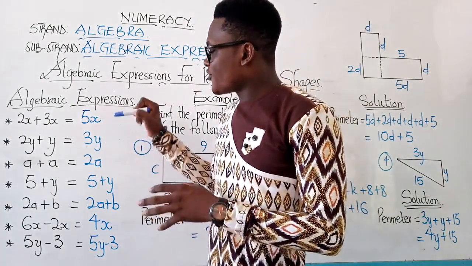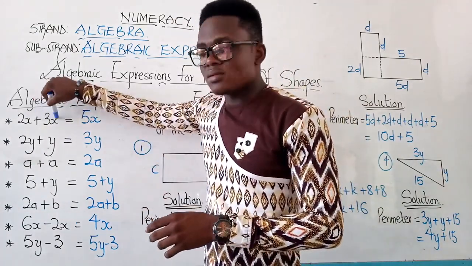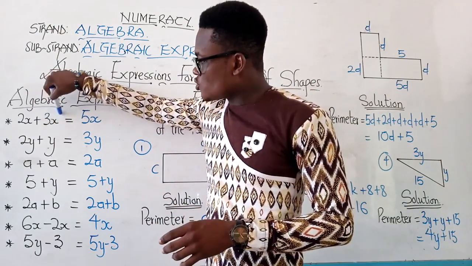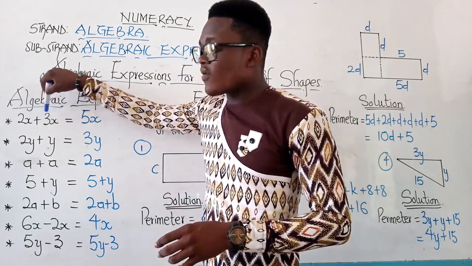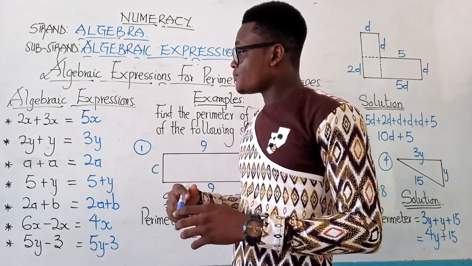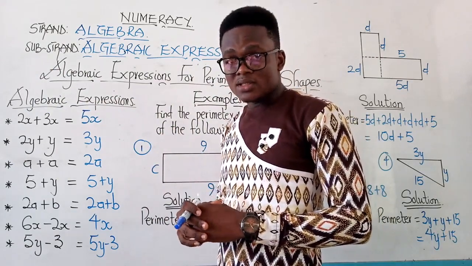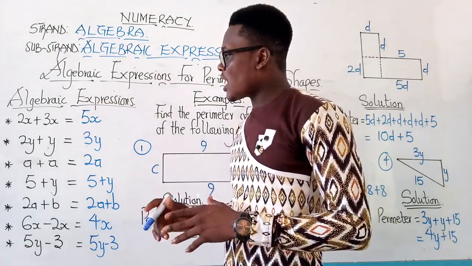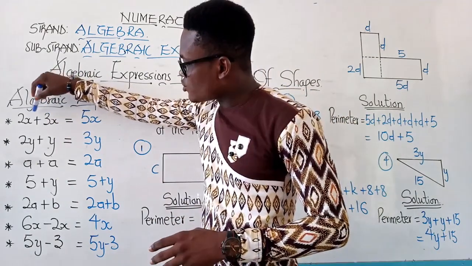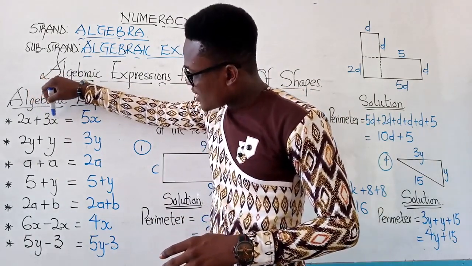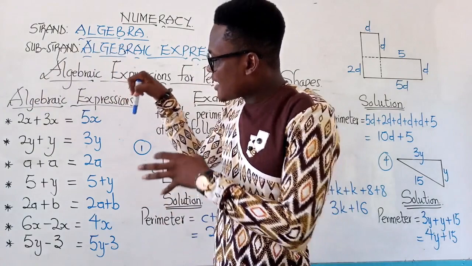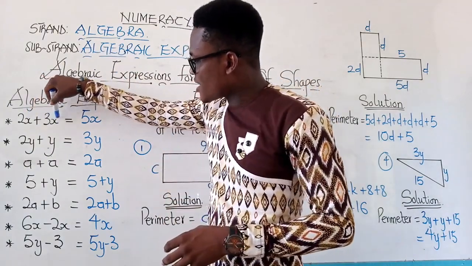2x plus 3x will give us 5x. The reason being that these two values over here look alike. Okay, they look alike, so we can easily add them. There's x over here and x over here, so we can easily add. So 2x plus 3x will give us 5x.